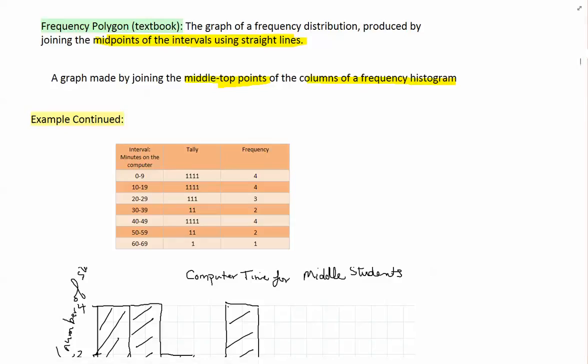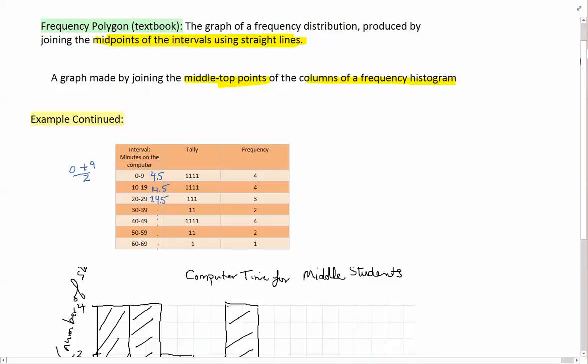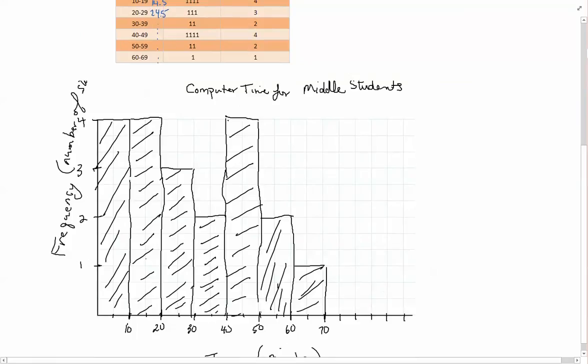If I take the middle and find the middle of my interval, I can do that by averaging 0 plus 9 divided by 2. So the middle of my interval is 4.5. The middle of this interval would be 14.5, and 24.5, and so on all the way down. Now, if I was not graphing this over top of a histogram, I would be plotting these points like so.